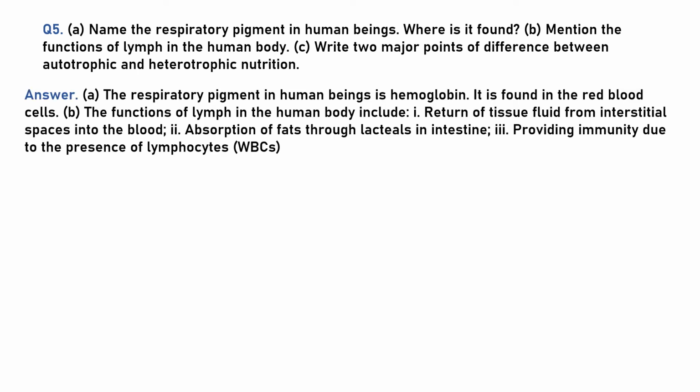Right here the answer: respiratory pigment in human being is hemoglobin. It is found in red blood cells. Function of lymph in human body includes return of tissue fluid from interstitial spaces into the blood. All the tissue fluid is returned back to the blood. Now what do you mean by tissue fluid? When blood passes through blood capillaries, it squeezes out through the capillaries, except the RBCs, the rest of the plasma including WBCs, that is your tissue fluid.